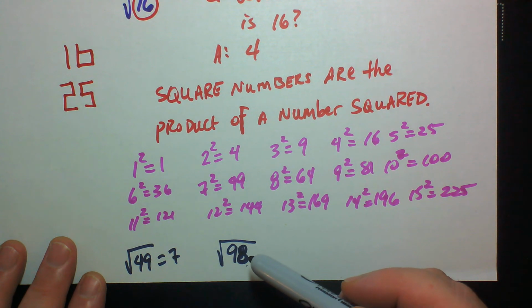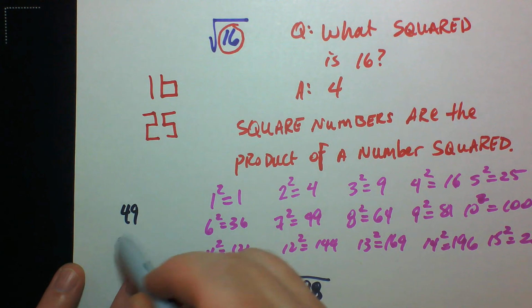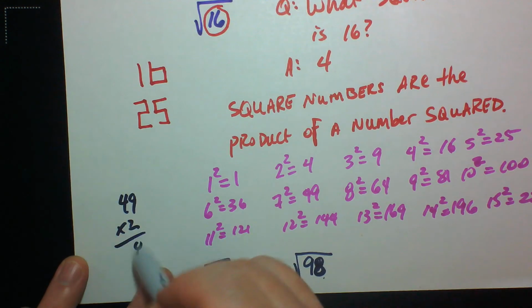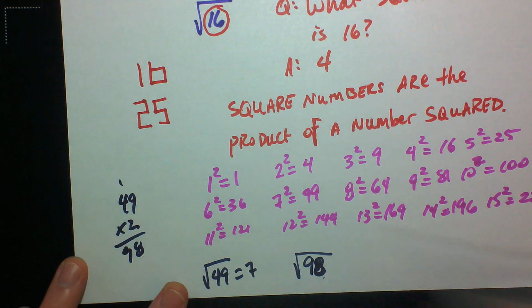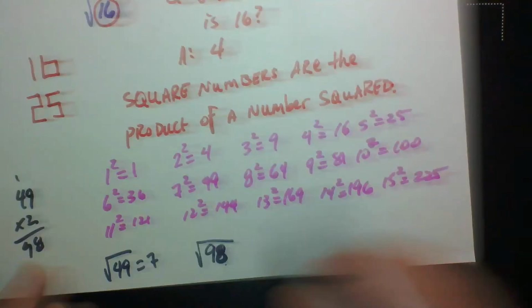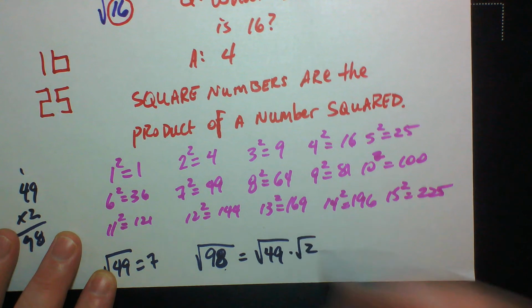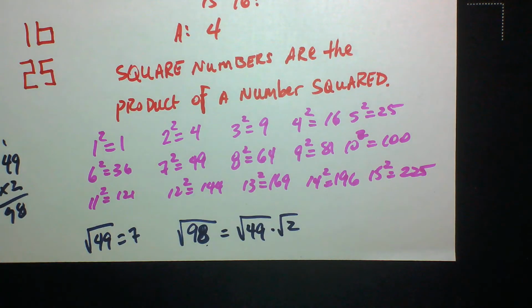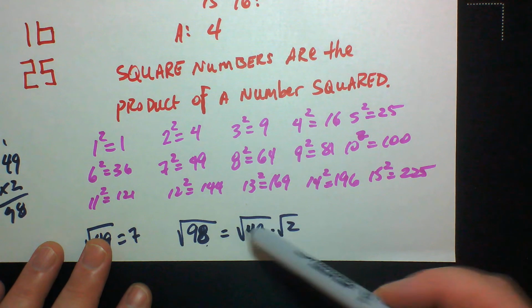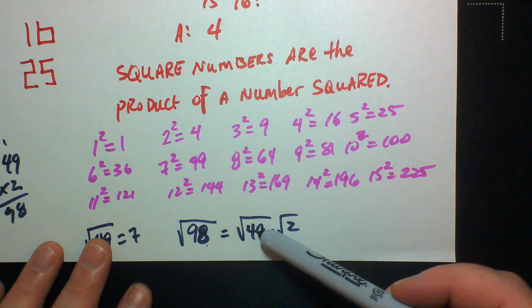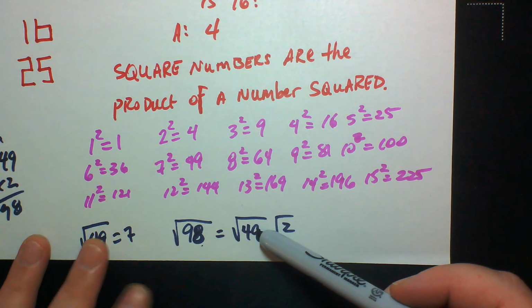49 times 2, carry the 1, is 98. Yeah. So this is what you're looking for. You're looking for that square. So you're going to break it apart just like that right there. And the reason you do that is because this part is saying what times itself is 49. We know the answer to that.